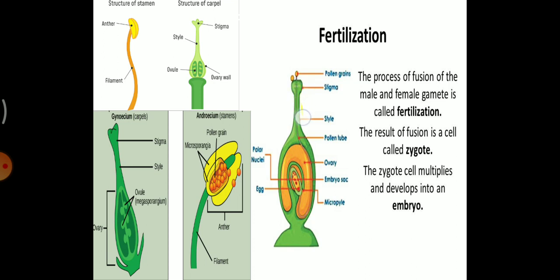The cell travels through the style, and a small opening is there, and through this opening, seeds are produced. The seeds are over here. This is a seed which is being produced. You will analyze how exactly a new plant is produced in your higher classes. For the time being, simply remember that fertilization is the process of fusion of male and female gametes. The result of this fusion is a zygote, and this zygote cell multiplies and produces an embryo. Embryo is nothing but a small seed.